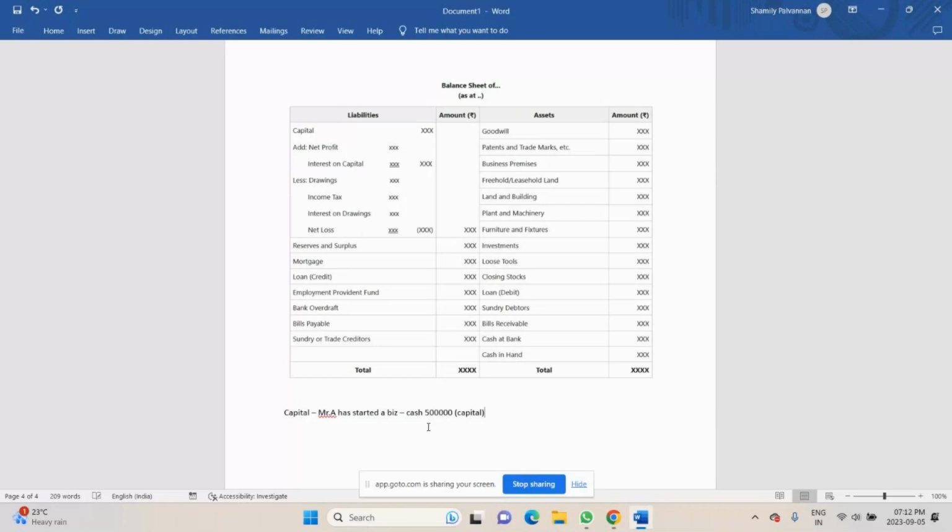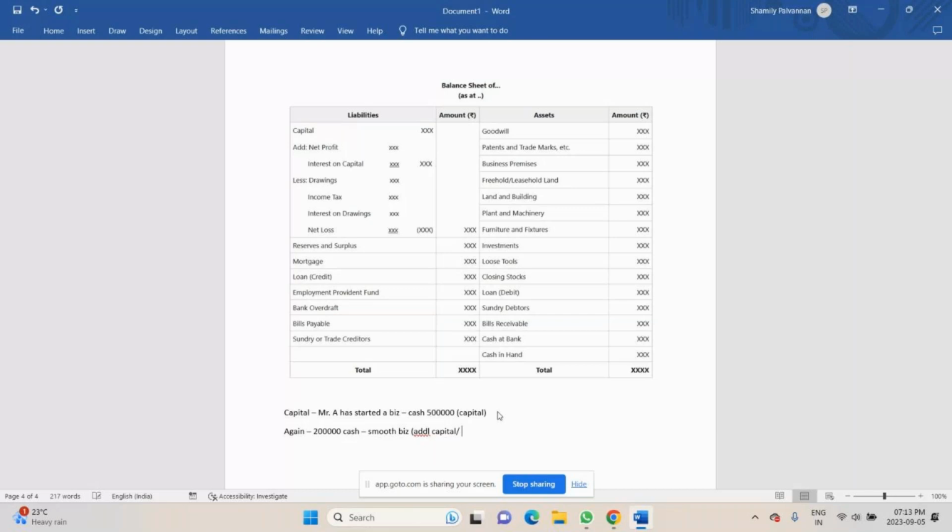Now, if Mr. A, after starting the business, again brings another 2 lakhs as cash for the smooth running of the business, this is again called capital. But we also say it is an additional capital introduced. It is an additional capital, but we still treat this as capital only.